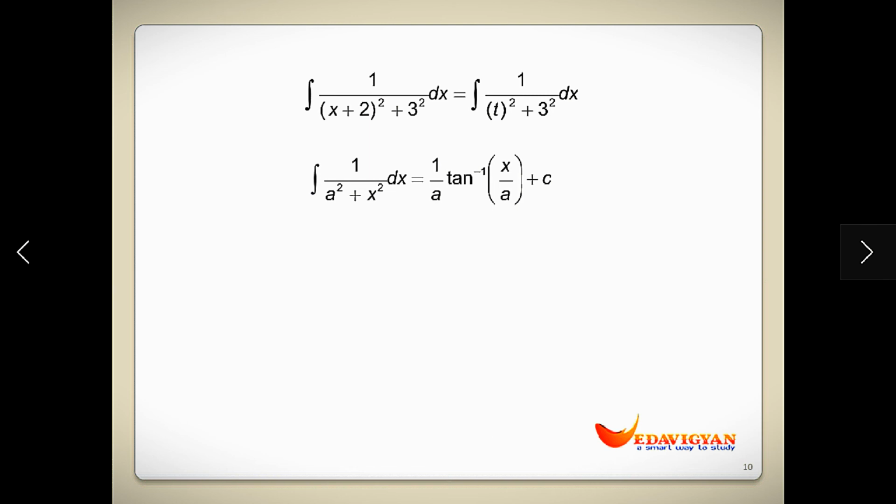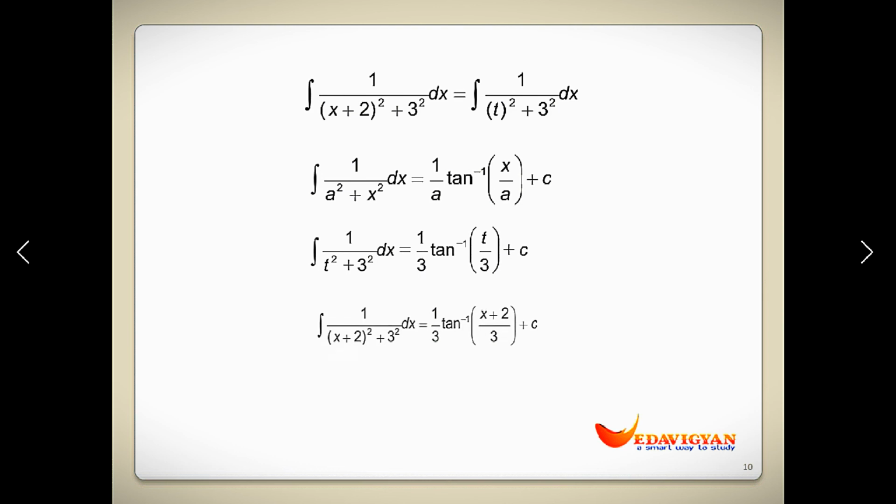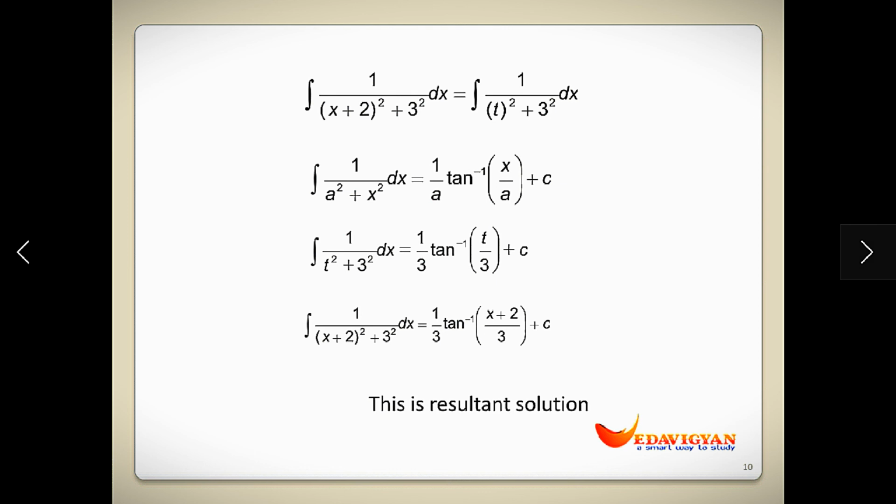Again, let us assume that here x plus 2 can be taken as t, and 3 is as it is a value. Compare to this equation, and next you can get the resultant solution. And finally, replace the t value, that is, substitute, that is the final solution. This is the resultant solution.